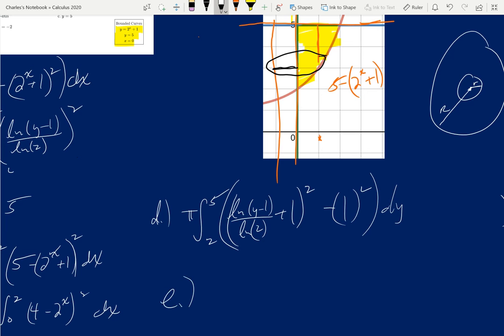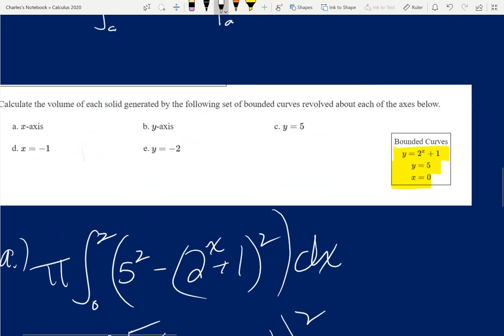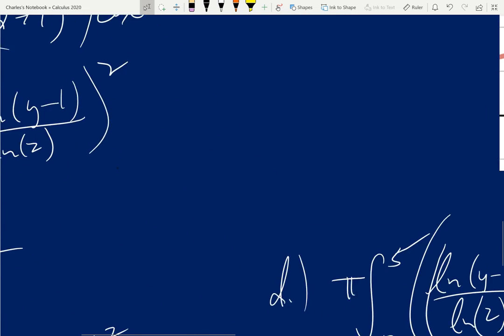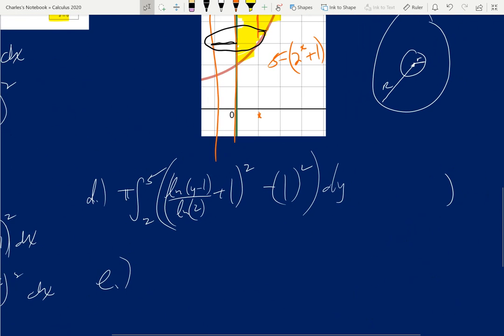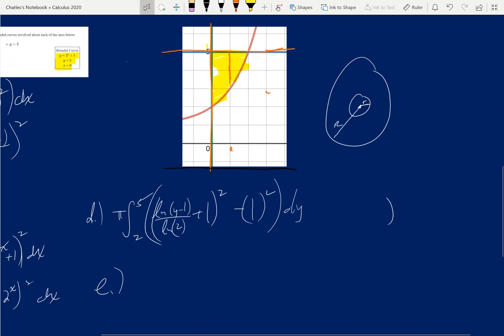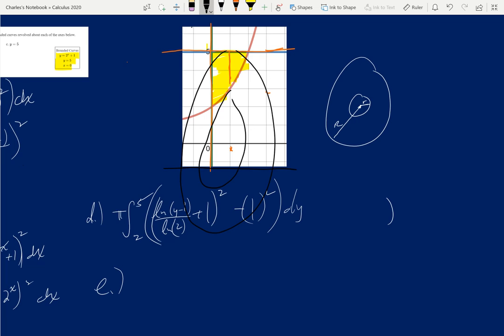And now for the last one, which is y is equal to negative 2, clean this stuff up, is down here. It's off the charts, but we can still picture it. What's going to happen? It's going to be a washer. The big radius, what's the big radius going to be? Well, it's going to be 5 plus 2, because the line is at 5, but on every one it's plus 2, so it's going to be 7 squared.